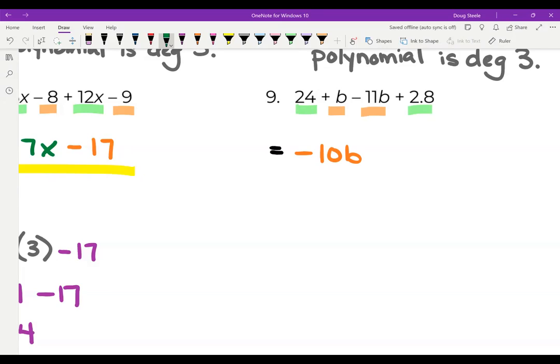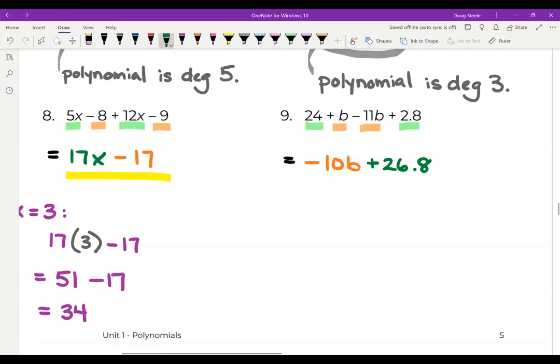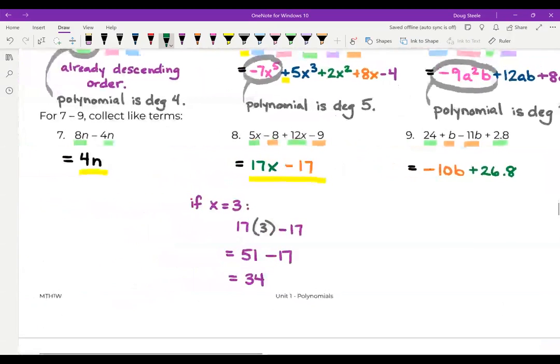Then I'm going to deal with my constant terms. I have 24 plus 2.8. So that gives us 26.8. Sorry for the bell. So that's us collecting like terms.